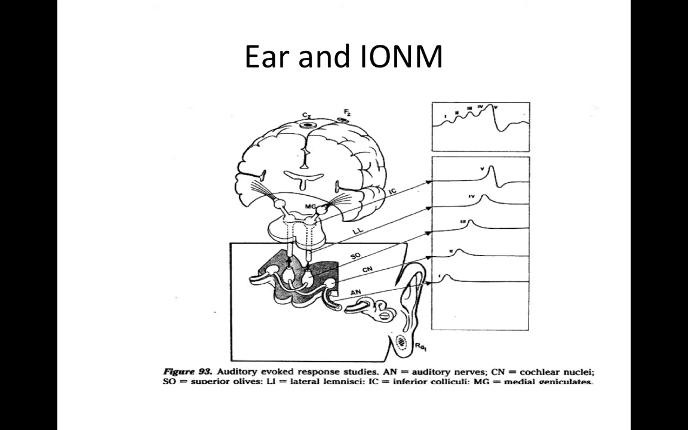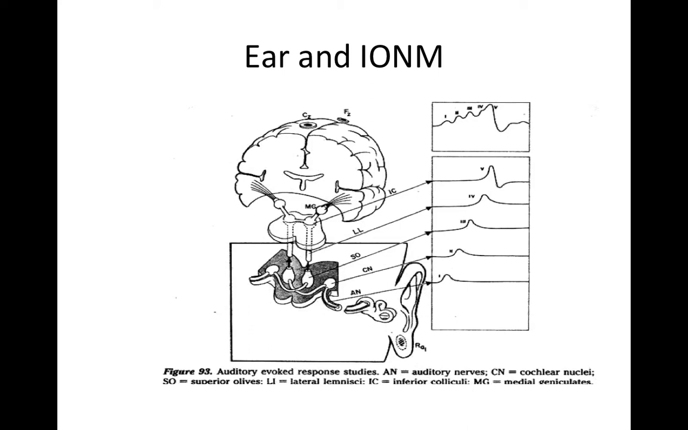Okay, so a common way to remember these generators is E. coli. E-C-O-L-I. Okay, so E is wave 1. That's the extracranial part of the auditory nerve. Now, when we go to C, C is going to be wave 2. That is going to be our cochlear nucleus. Wave 3, O, is going to be the superior olivary complex.